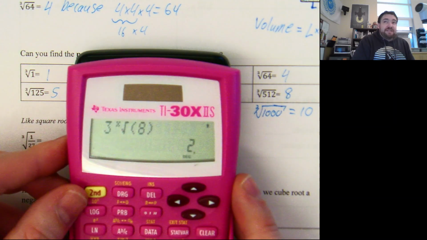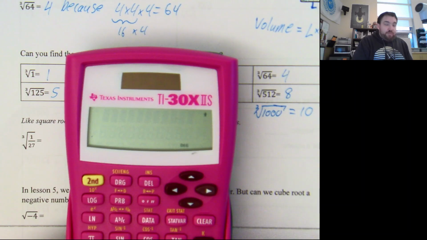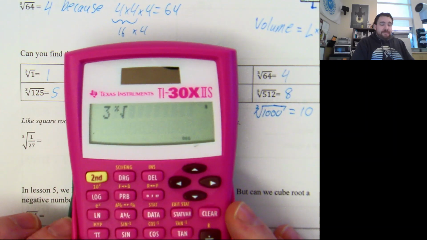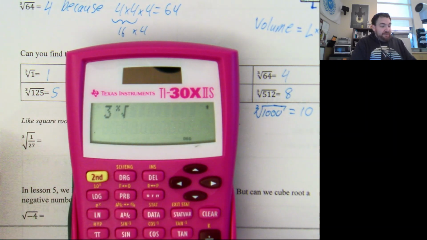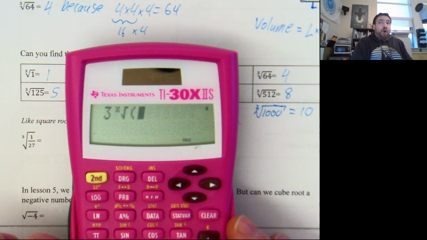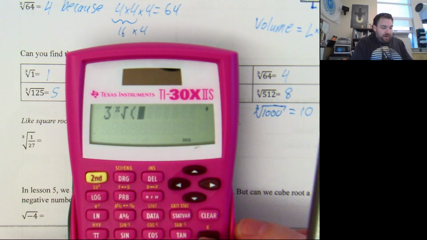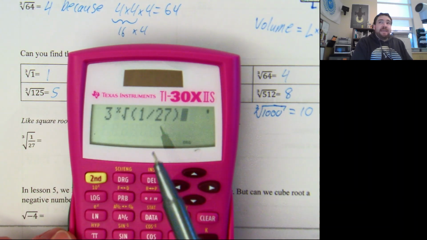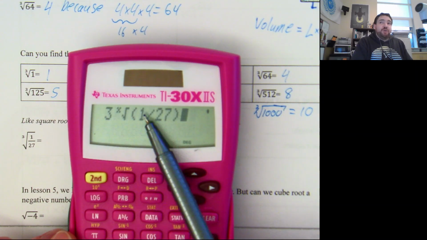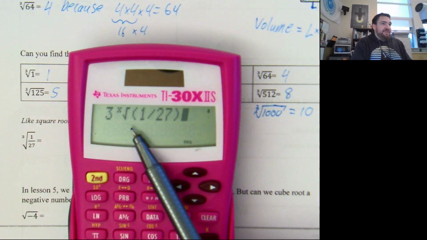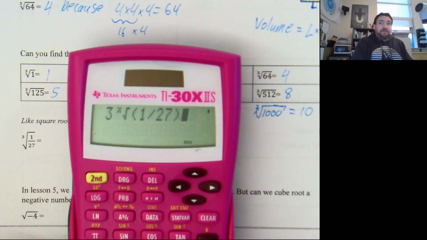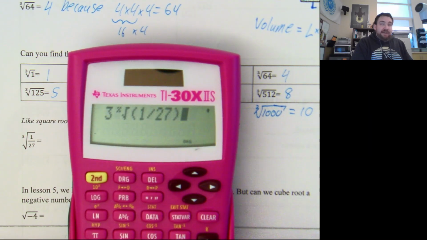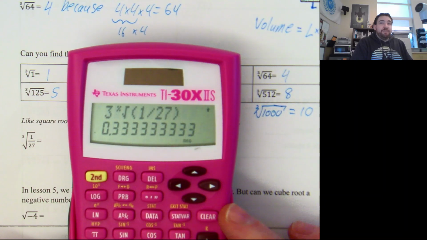The TIs, you have to do it slightly differently. Again, because we want a cube root, you have to put the 3 down first. Then we're going to go second, and then the X root button. Now, to make it do a fraction, on the TI, you actually have to open a bracket. Put 1 divided by 27 inside there, and close the bracket. If you don't put a bracket there, it'll just do the cube root of 1, and then divide that by 27, which doesn't actually do anything. So you have to put the bracket there, put your fraction inside, close the bracket, and there's your 0.3 repeating.